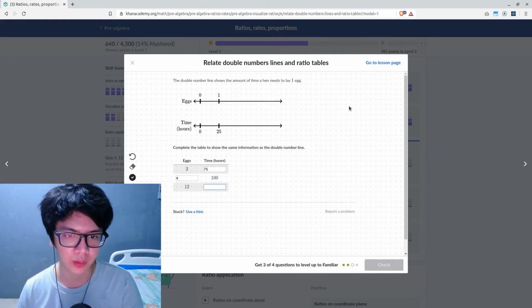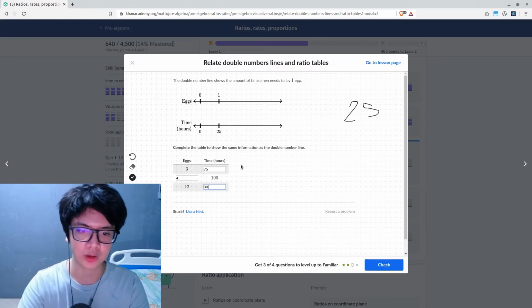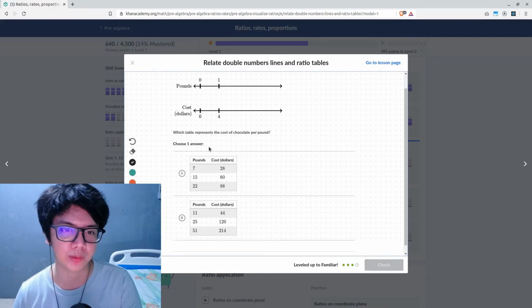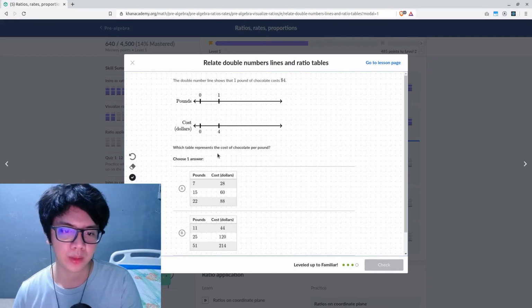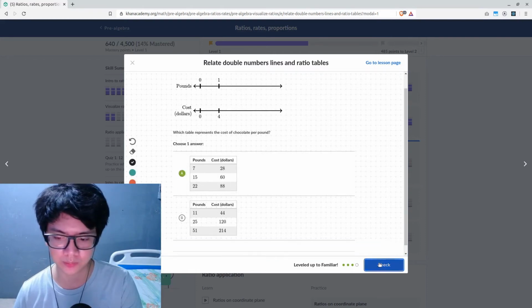For 25, 150, 300. No, I don't know. She said 1 pound of chocolate was $4. Which chocolate was chocolate per pound? Times 4, 28 times 4, 60 times 4 equal.